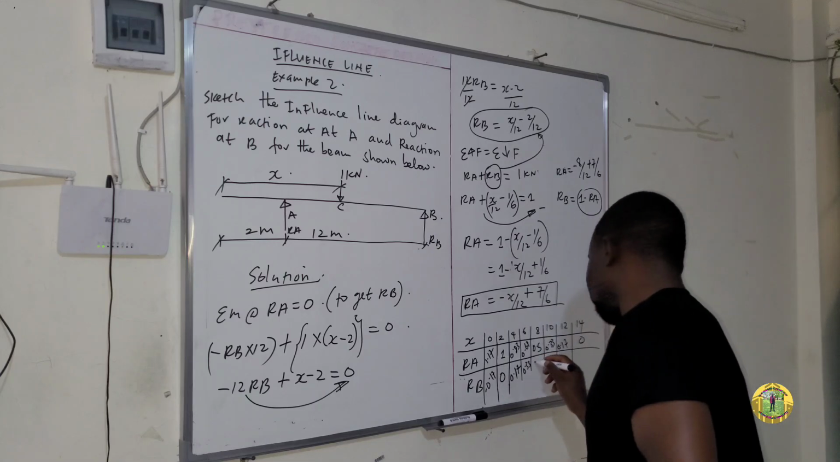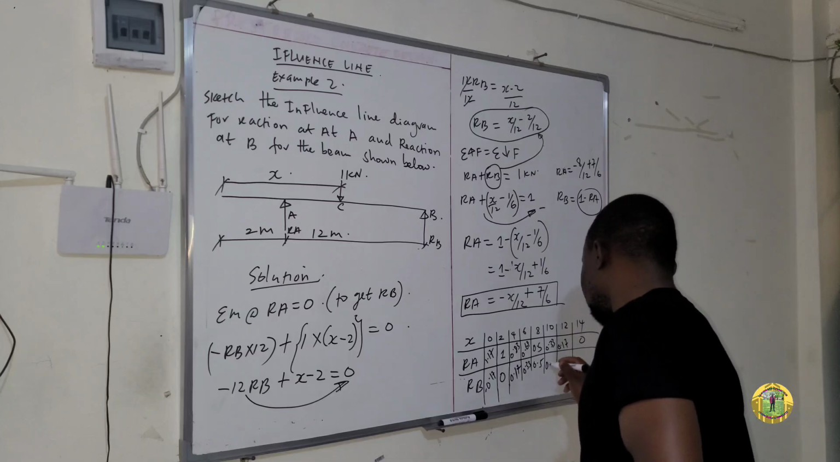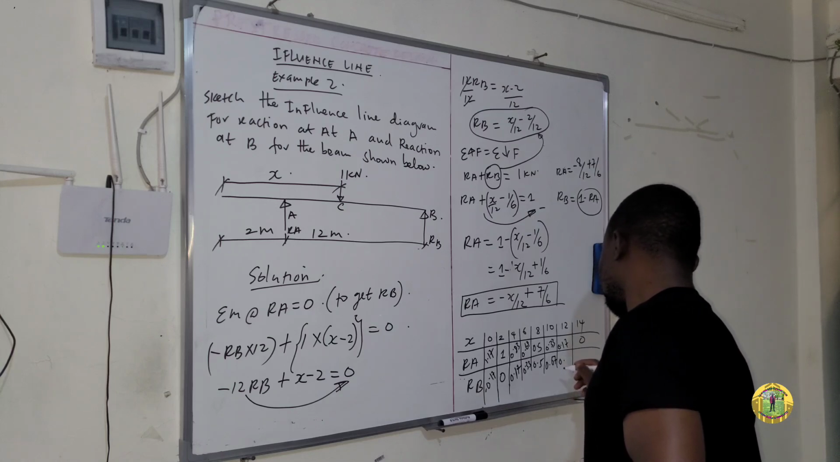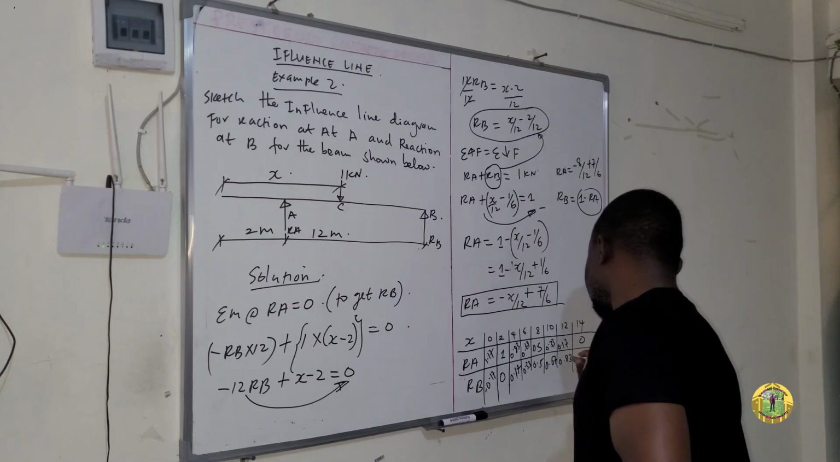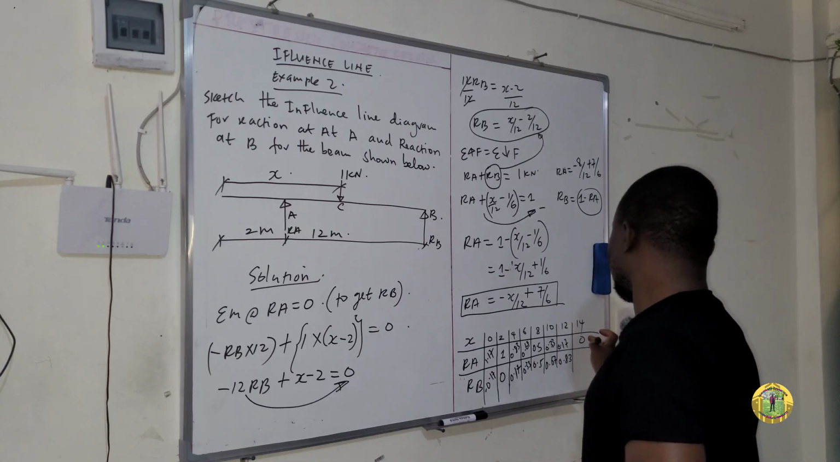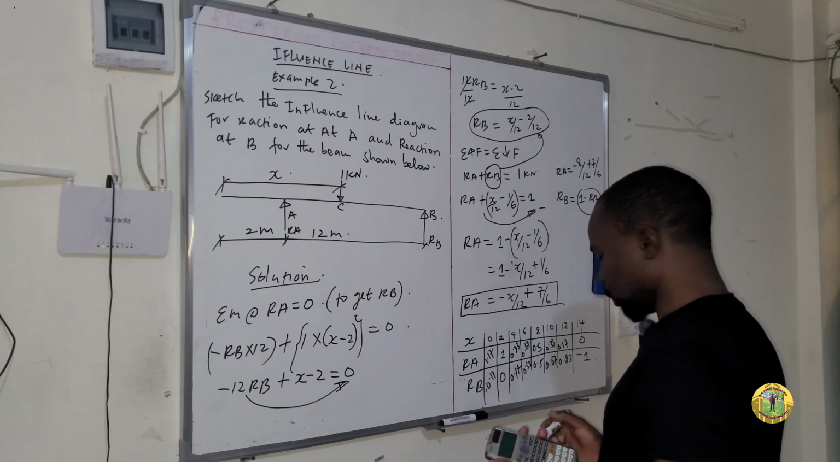You'll come here 0.5. Here it will be 0.67. Here it will be 0.83, like that. And then 1 minus 0, this is negative 1.